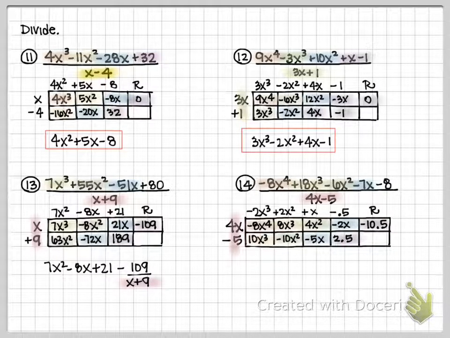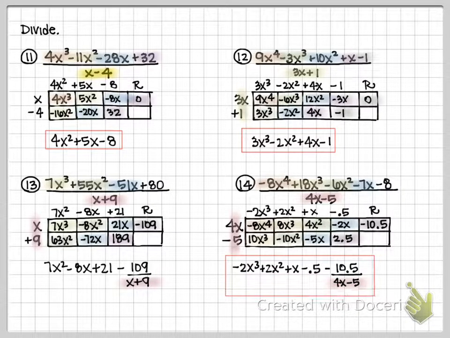Okay, so this one got a little ugly, but that's okay. It wasn't too bad. So we end up with negative 2x cubed plus 2x squared plus x minus 0.5, and then now we've got our remainder. The sign on it is negative, so go ahead and write the remainder, and then just put the remainder over what we divided by in the first place. And what we divided by in the first place is the stuff off the left-hand side, so it's going to be 4x minus 5. And that is going to be our answer. Actually, those are our last two answers.